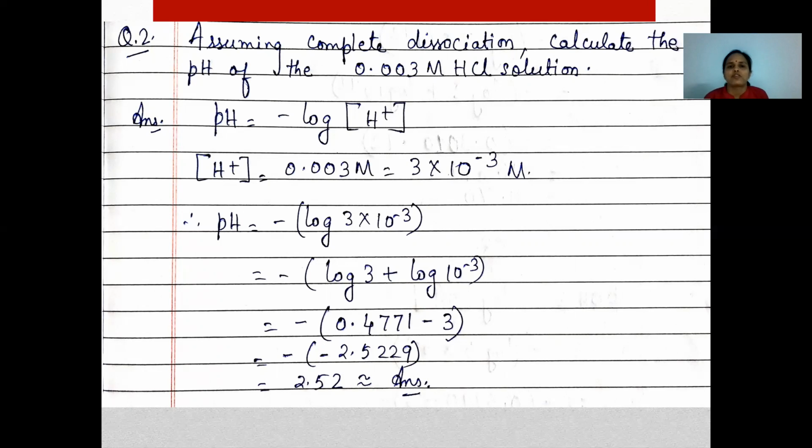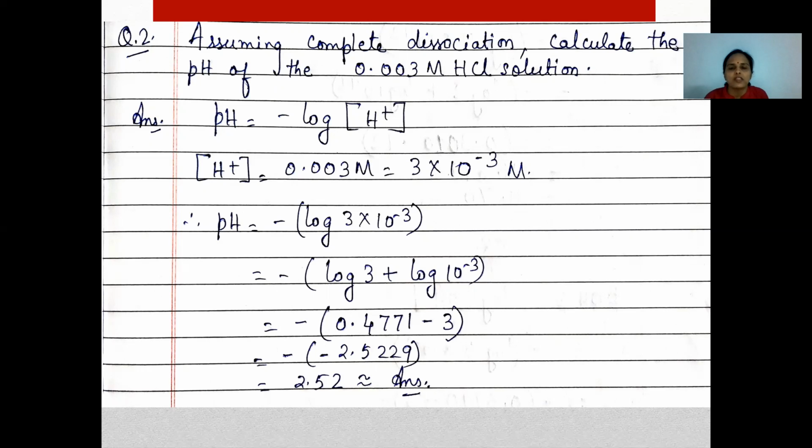So put it in the formula, pH is equal to minus log 3 into 10 raised to minus 3. As I said, multiplication in log becomes addition. So minus sign is there outside the bracket, log 3 plus log 10 raised to minus 3. The value of log 3 is 0.4771, minus 3 log 10, log 10 value is 1, so it comes out to be minus 3. So on subtracting, we get the value minus 2.5229. Minus of minus becomes plus, so the answer is 2.52 approximately. Hope you have also understood this problem.